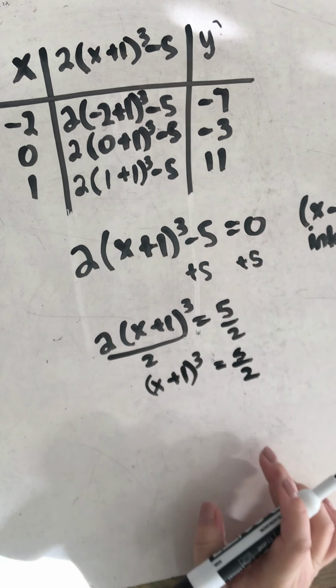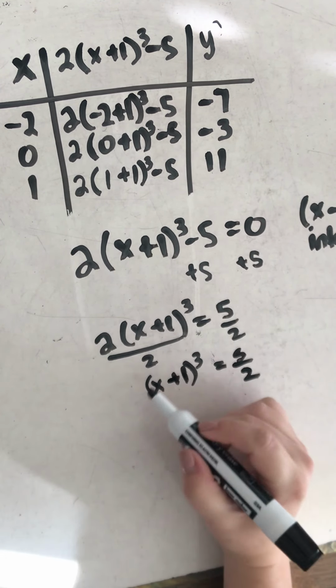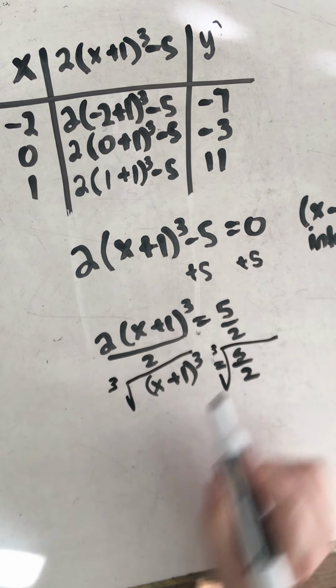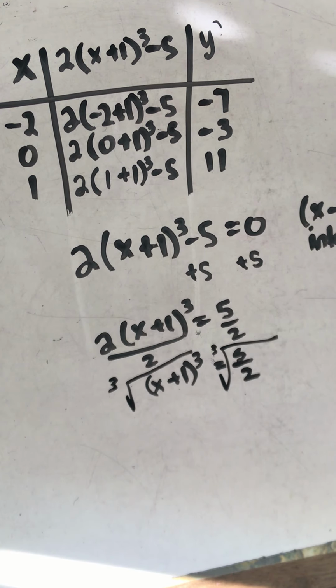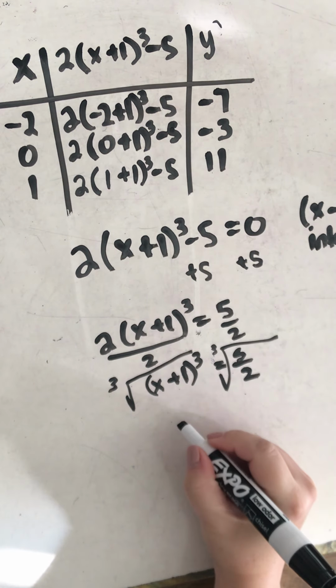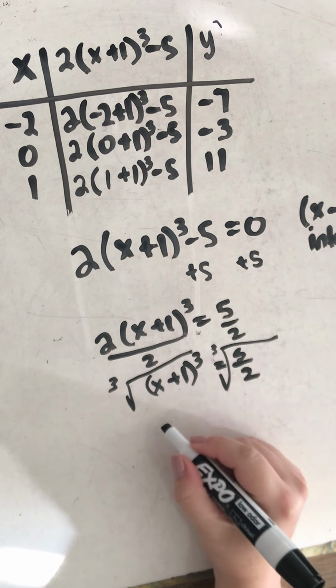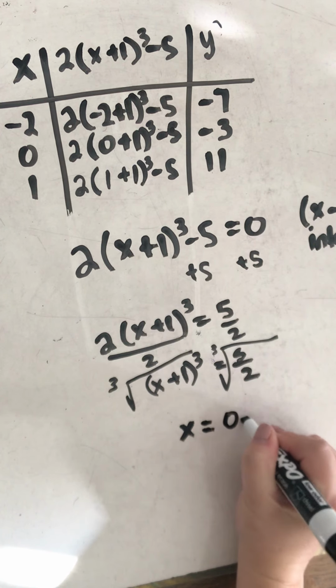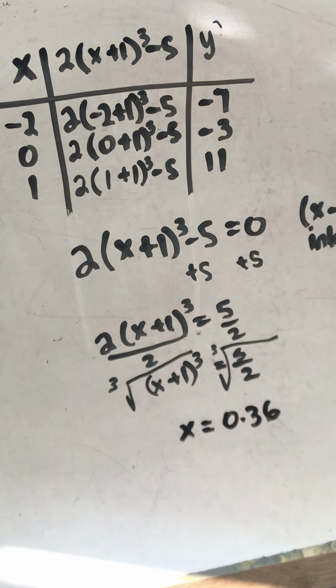And we're going to get some decimals here, okay? So we're going to cube root both sides. This is where you have to open up your calculator. Which I do not have. And what we get is x comes out to be approximately 0.36.